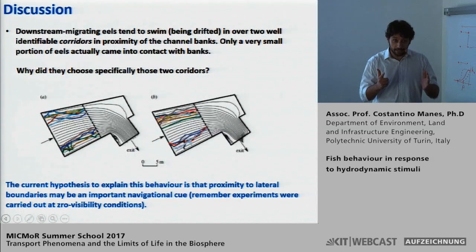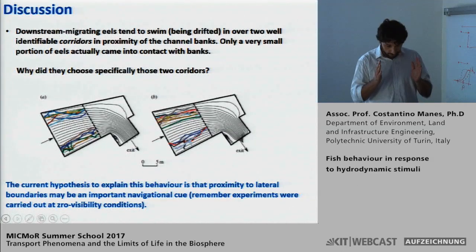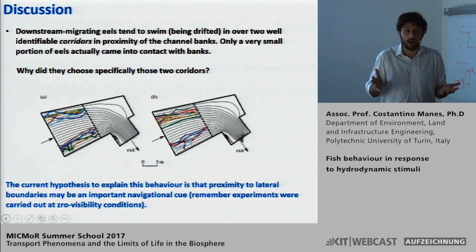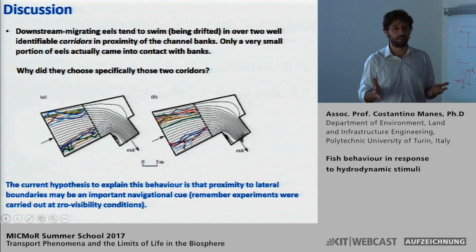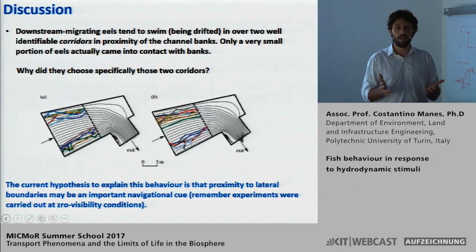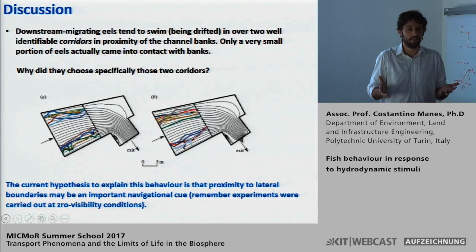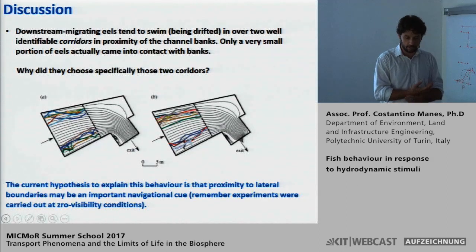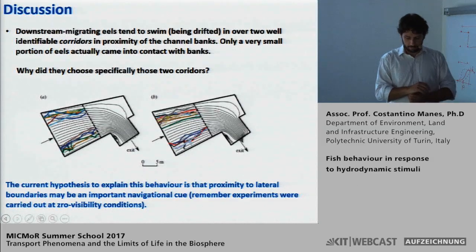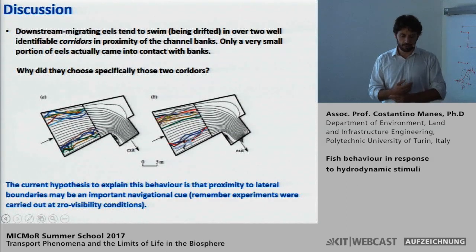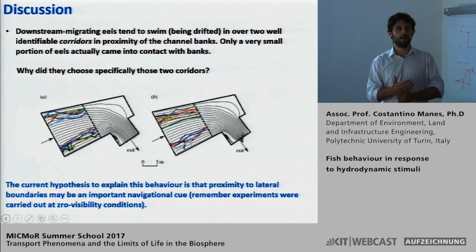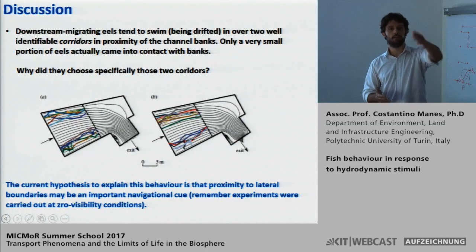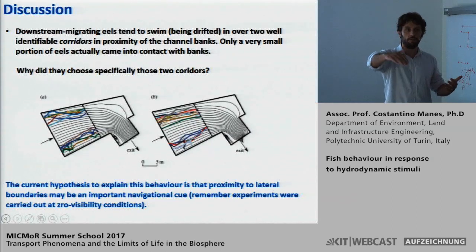If they wanted to swim close to the banks, how on earth did they detect the banks? How did they know that there were banks over there? Because it was completely nighttime and they did not touch the banks. So the current hypothesis that we have is that the proximity to lateral boundaries could be a navigational cue. So they know where the boundaries are. They know they are swimming in a channel, in a river, and they are following the main current.